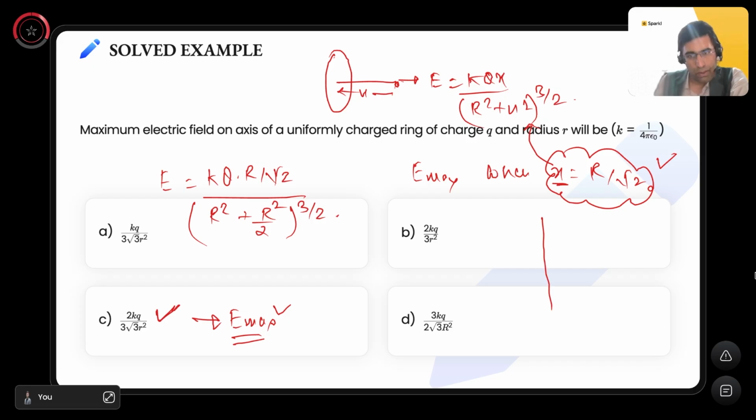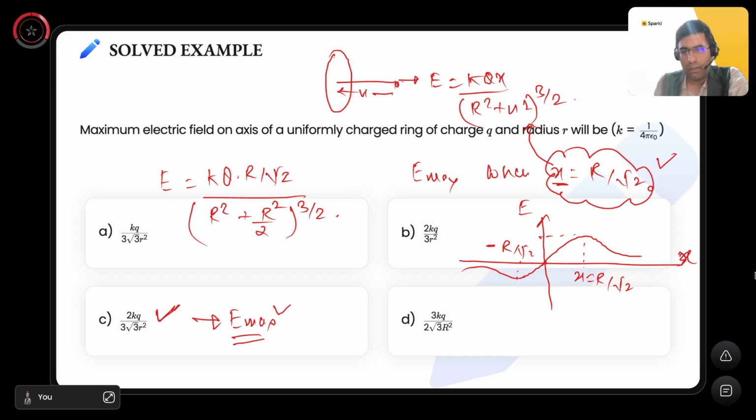इसका लिए ग्राफ भी बनता है. इफ यू वांट टू ड्रॉ अ ग्राफ फॉर इलेक्ट्रिक फील्ड फॉर अ रिंग, तो वी नो दैट सेंटर पे तो जीरो होती है. तो ग्राफ गोज लाइक this. Maximum value is at x is equal to r upon root 2. This is also r upon root 2, minus r upon root 2, and E max has this value. तो ये इतनी सारी चीजें आपको इस पर याद रखनी है. आई होप याद रहेगा आपको. नेक्स्ट क्वेश्चन.